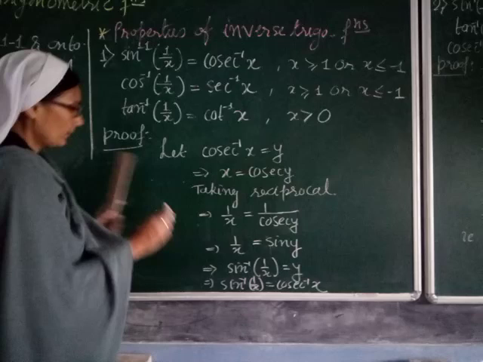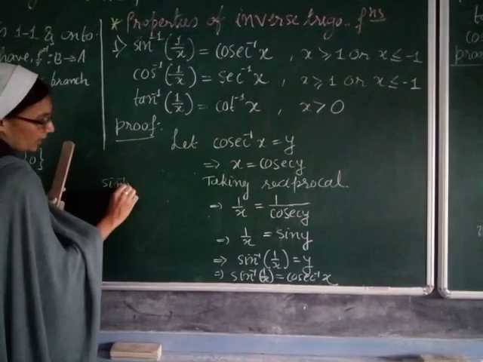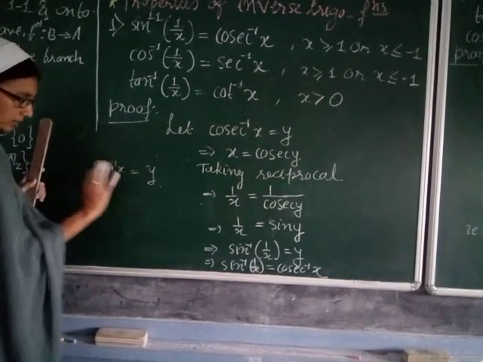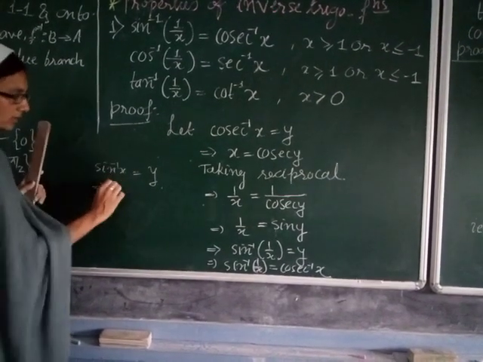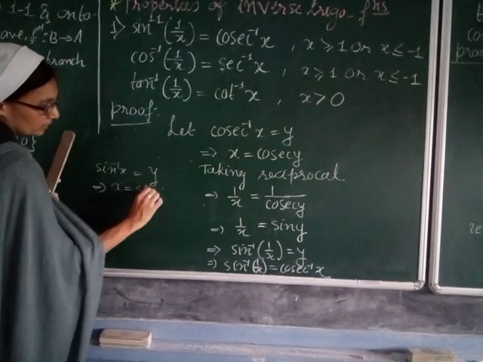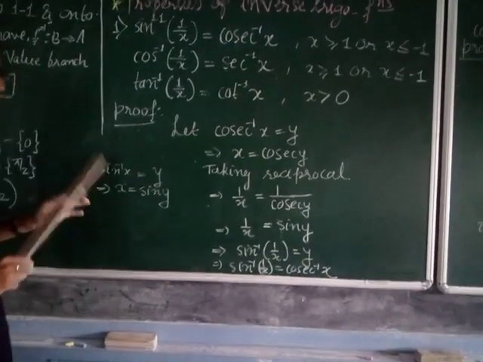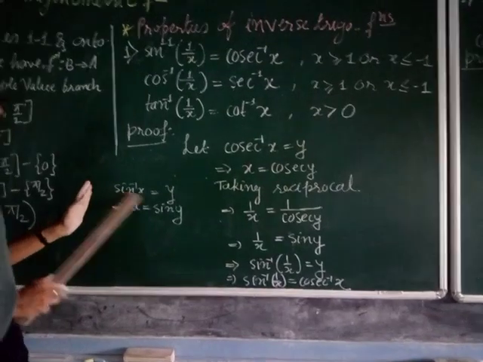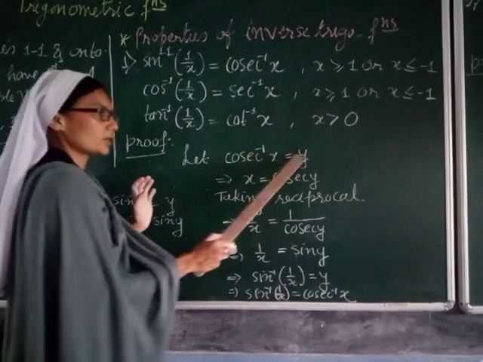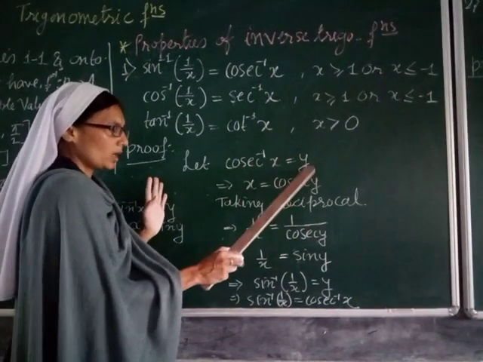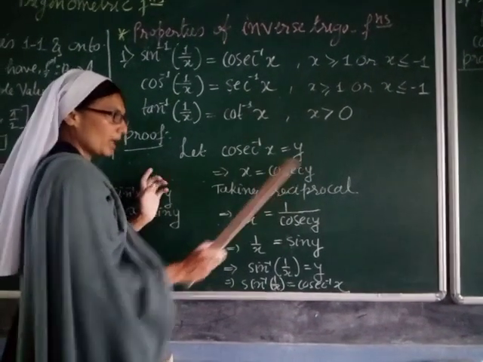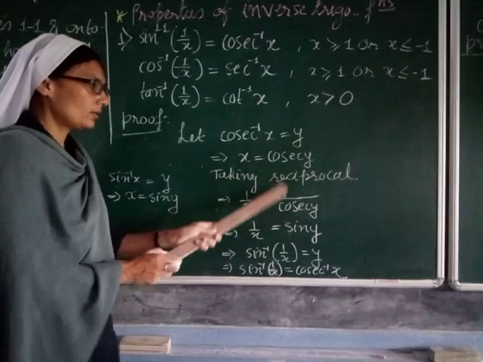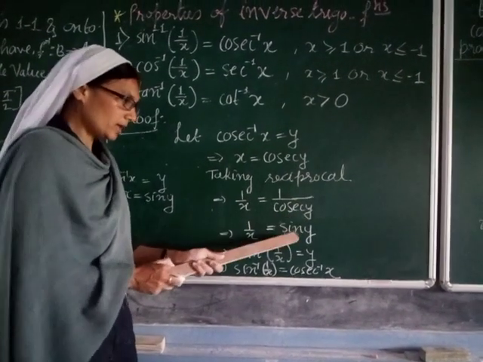So if sin inverse x is equal to any other, let's say y, and I want to convert into trigonometry only, not inverse, then I will just transfer it to this side and I will not write the inverse sign. This is for all the trigonometric functions. So here I am just transferring it, and there will be no inverse sign. Now take the reciprocal: 1 by x is 1 by cosec y, and 1 by cosec y is sin y.